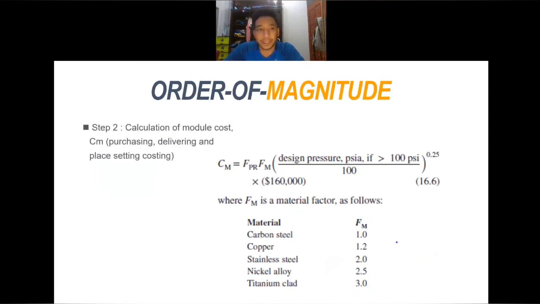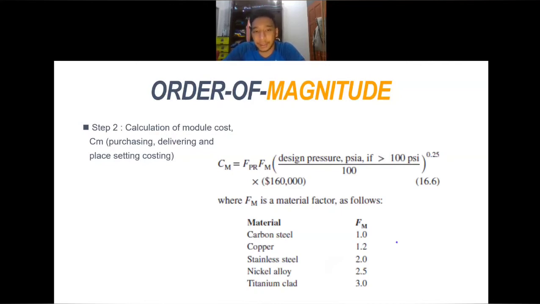In step 2, the second step for the order of magnitude method, we calculate the module cost, which we can call CM. This involves the purchasing cost, delivering, and placement cost. So we will use equation 16.6 to find CM, the module cost.